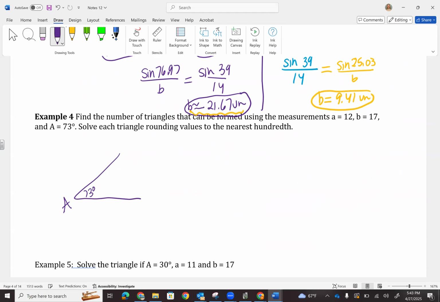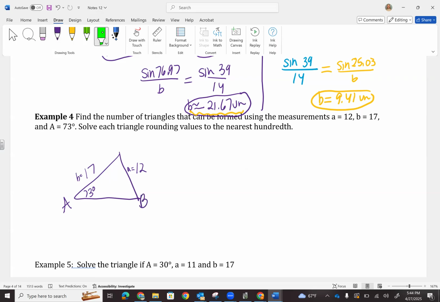If your palms are down, your left hand, put your angle there, put the side across from it that you can, okay? The side across from it is side A, that's 12 units. And then the length of B, the other side, is going to be 17. And we're going to look for angle B.